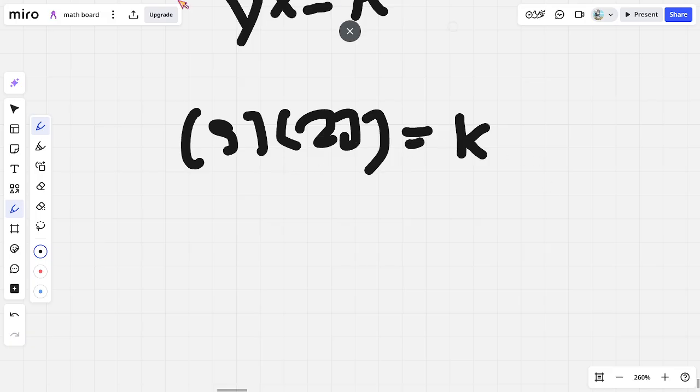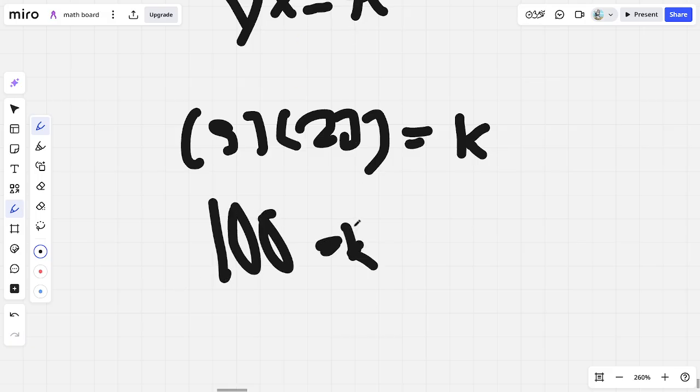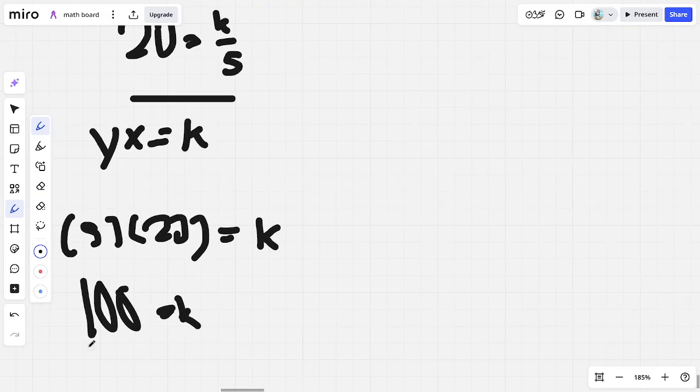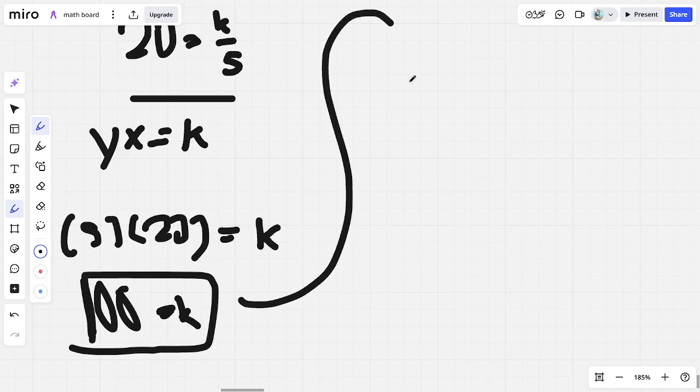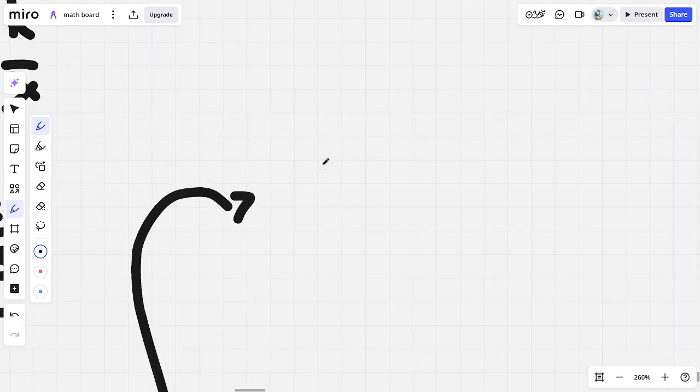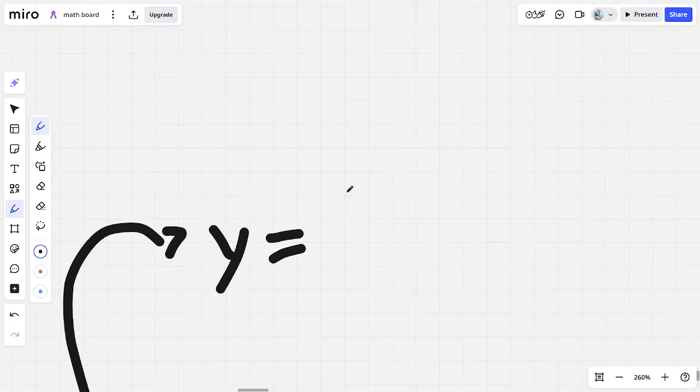Anyways, so 20 times 5, that's going to be 100. So k is equal to 100. And this is our constant of variation. Now we can write our equation. So y is equal to, the value of k is 100, over x.